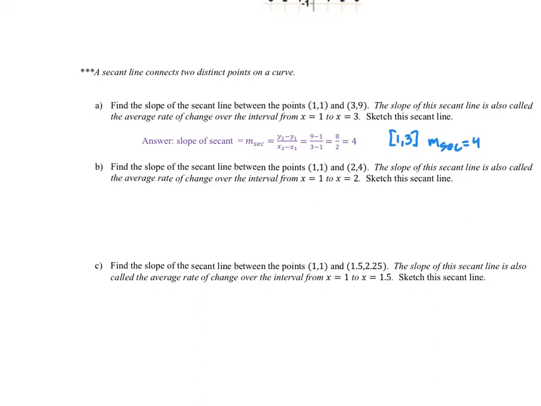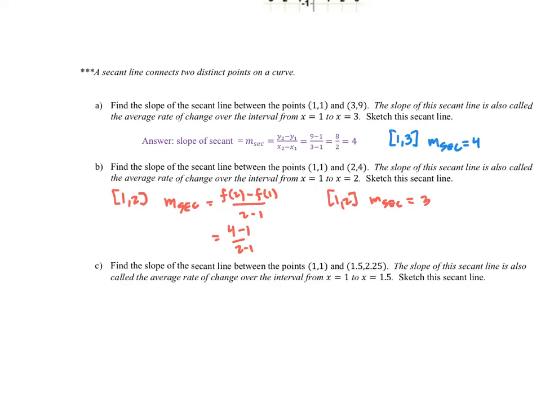4. Okay, now let's do the same thing, but let's bring that second point closer to 1. So we're going to bring it from (3, 9) back to (2, 4). So the slope of this secant line on the interval from 1 to 2 will be f of 2 minus f of 1 over 2 minus 1, which will be 4 minus 1 over 2 minus 1. So on the interval from 1 to 2, the slope of the secant line for x squared will be 3 over 1, which is 3.